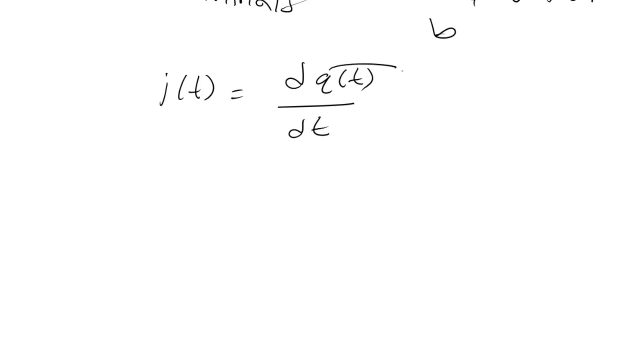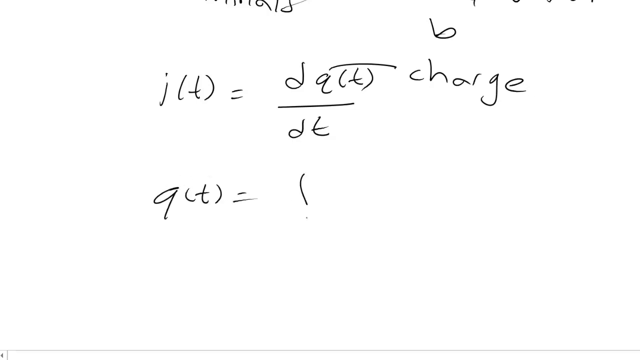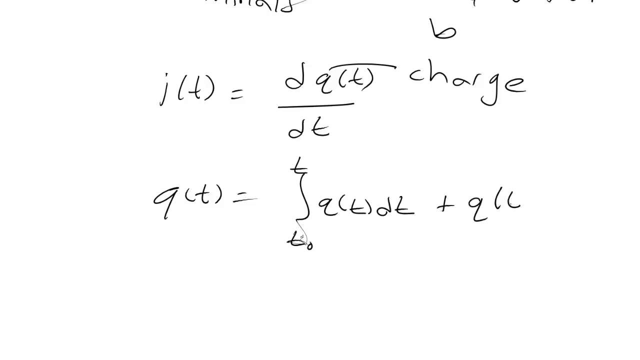So if current is going in and out, and current is the derivative of charge, we might want to know how much charge has actually been accumulated or flowed through that circuit. If you recall, the current, i(t), is the derivative of q(t), where q is the charge, by dt. So, going backwards, we might say that q(t) is the integral. And normally what we say in this course is from some time t0 up to some time t, of i(t) dt, plus q(t0).